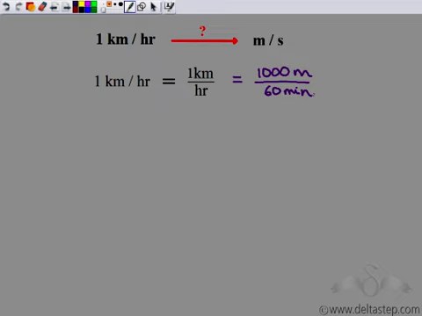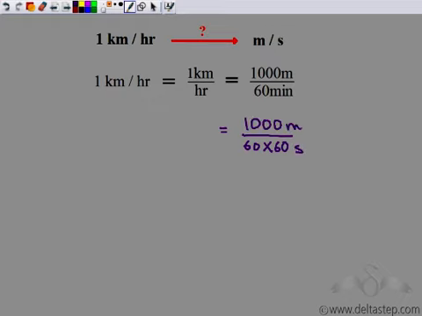So now I know that 1 minute has 60 seconds. So 60 minutes will have 60 times 60 seconds. So what I can do is, this is 60 minutes. 60 minutes can further be written as 60 times 60 seconds. And 1000 meters we already have. So now from kilometers per hour, I have meters per second.